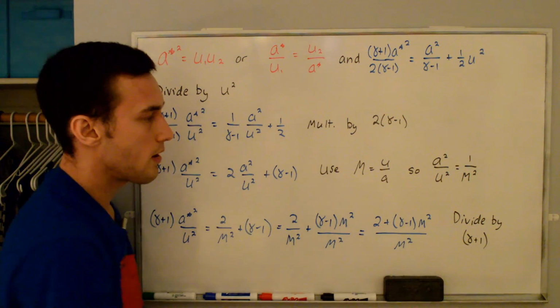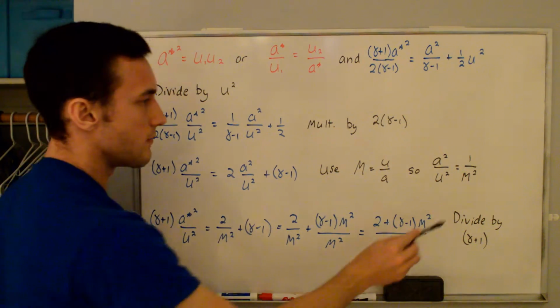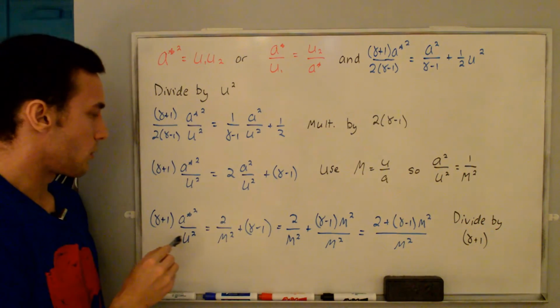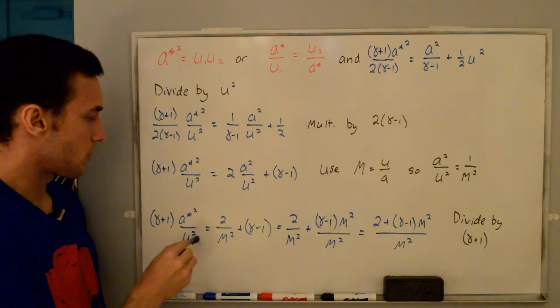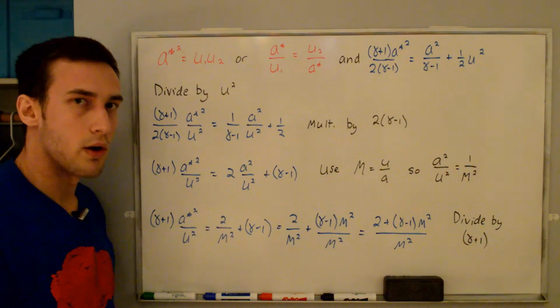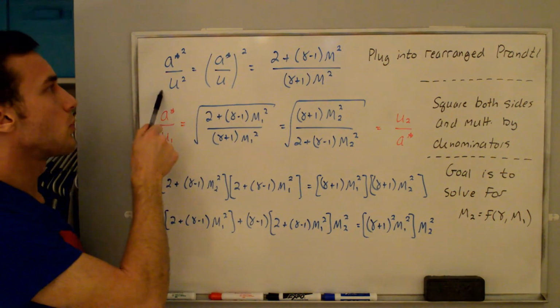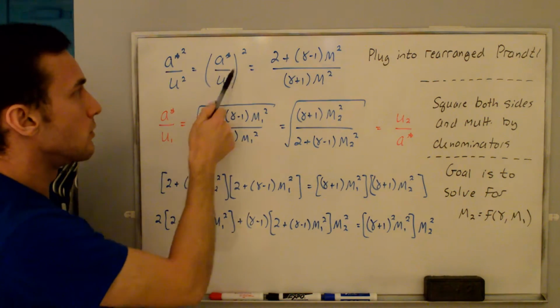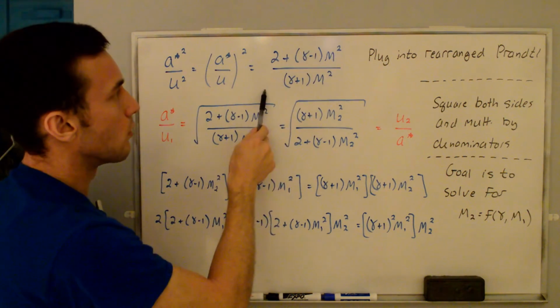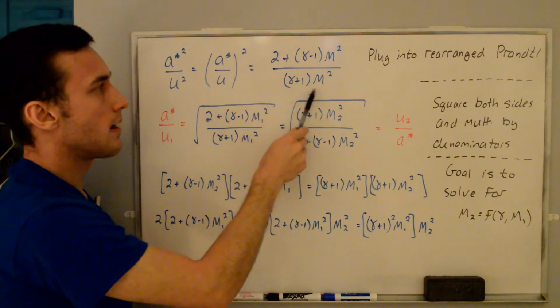all over m squared. And now to get this final form, we want to divide by gamma plus 1, because we want an expression for this a star squared over u squared, so we're going to divide both sides by gamma plus 1. After dividing both sides by gamma plus 1, we end up with a star squared over u squared. We can just rewrite this as a star over u squared is equal to this form on the right-hand side, which is only a function of gamma and the Mach number.